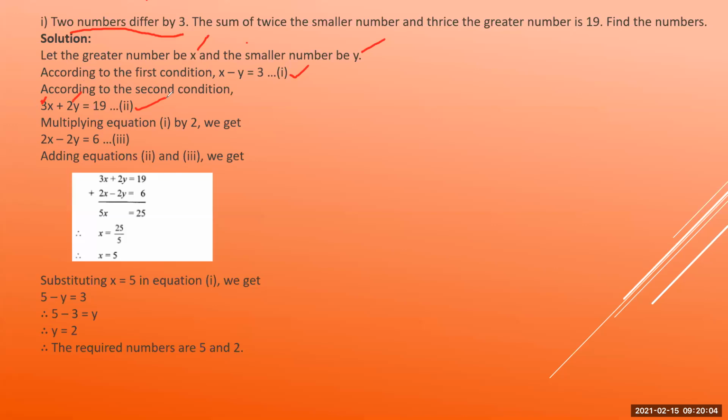So here, look at what we have done. In the first equation, the coefficient of y is 1. In the second equation, the coefficient of y is 2, but y has a minus sign in the first. So we multiply equation 1 by 2. You can multiply equation 1 by 3 also, but then you have to subtract here. Since it has a minus sign, we multiply by 2.